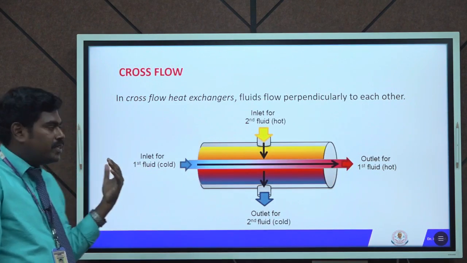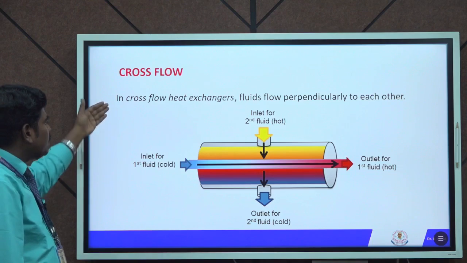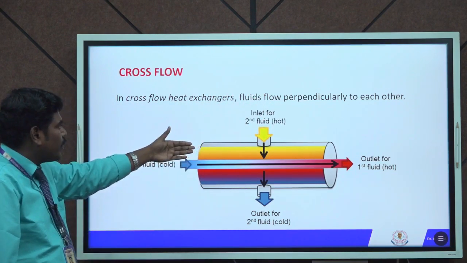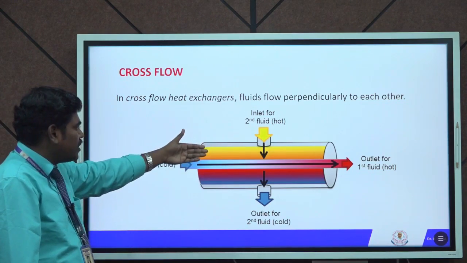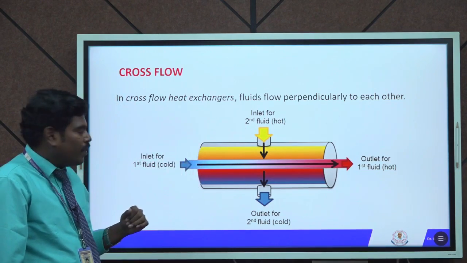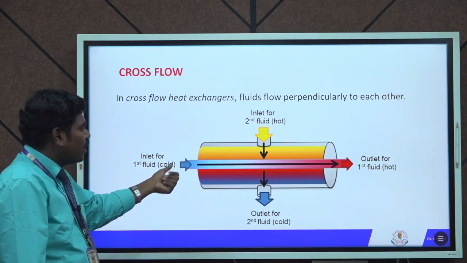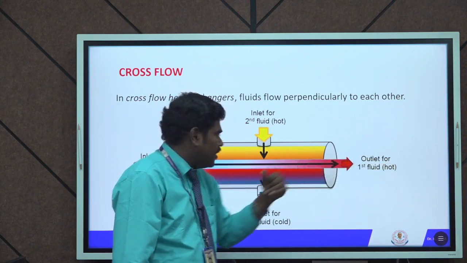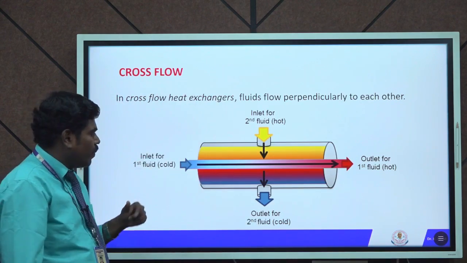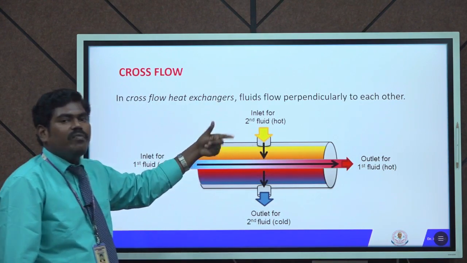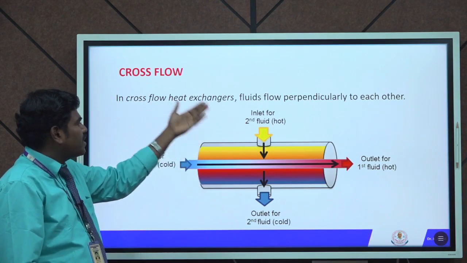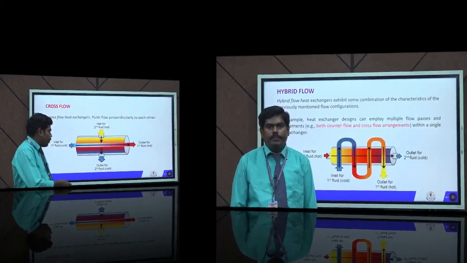The next type of heat exchanger is the cross flow heat exchanger. In cross flow heat exchangers, fluids flow perpendicularly to each other. This is a schematic representation of a cross flow heat exchanger. There are two types of fluid. The inlet for the first fluid is cold and the outlet for the first fluid is hot in nature. This is the position of the inlet and outlet, and the directions of the fluid flow are perpendicular to each other. Such types of heat exchangers are cross flow heat exchangers.